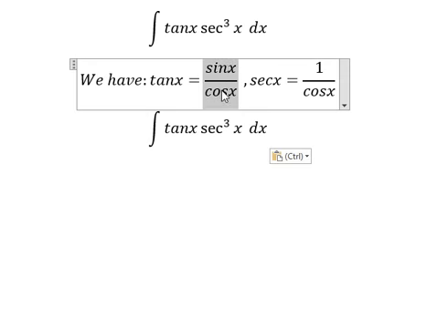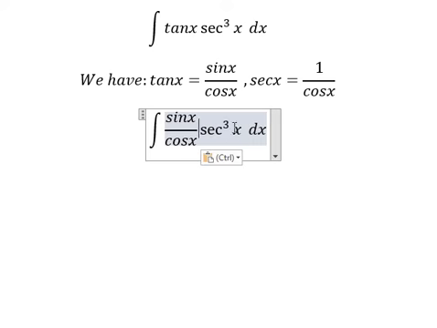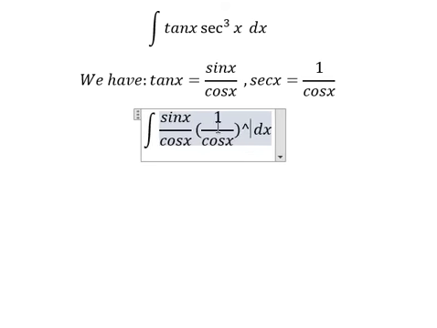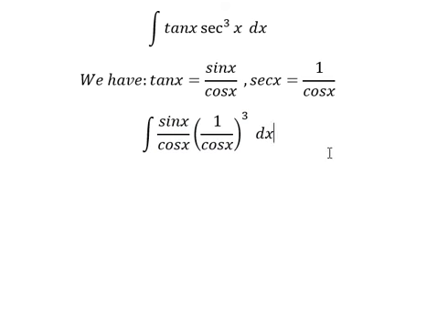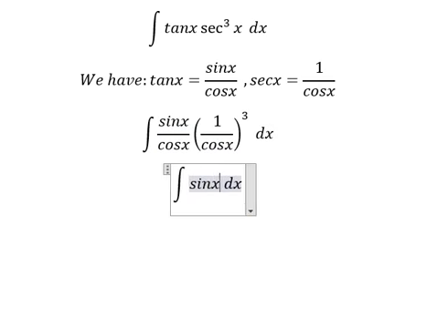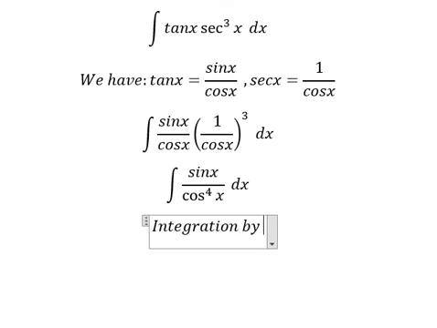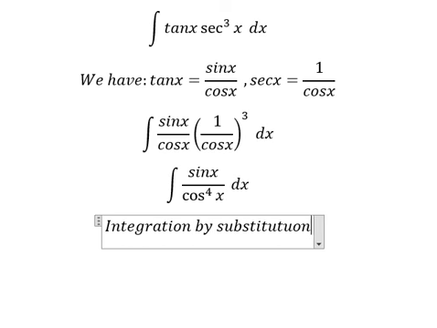This one we change by this one. Secant of x to the power of 3 we change by this one. Now if we combine, you get sin x over cosine x to the power of 4. Next we need to use integration by substitution.